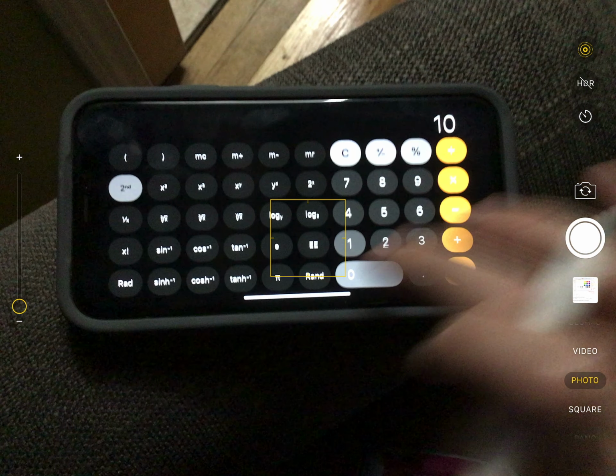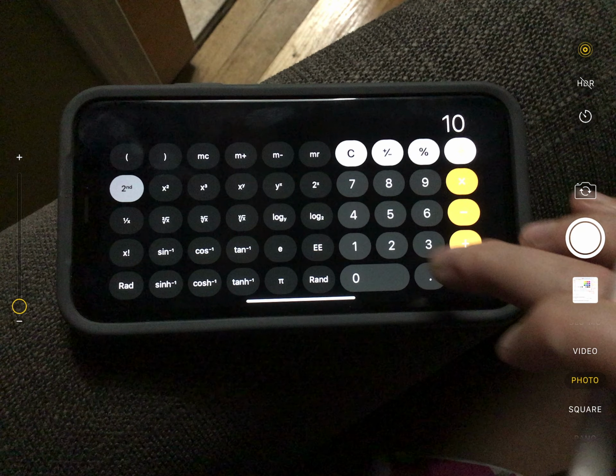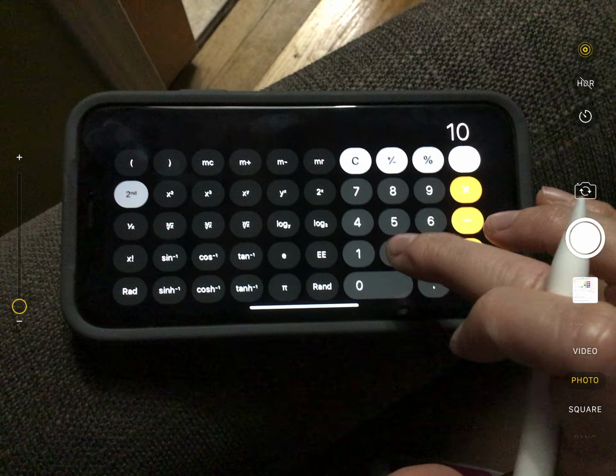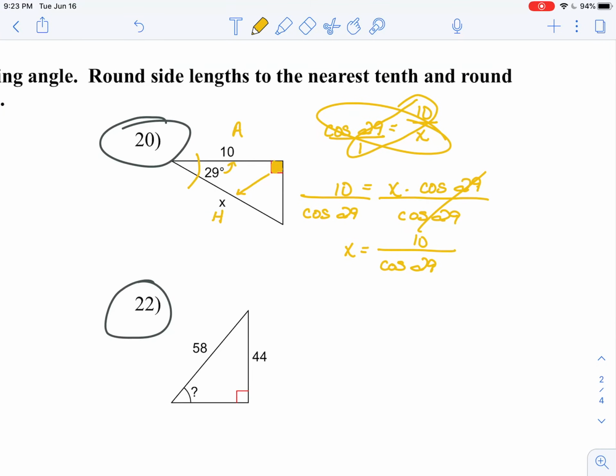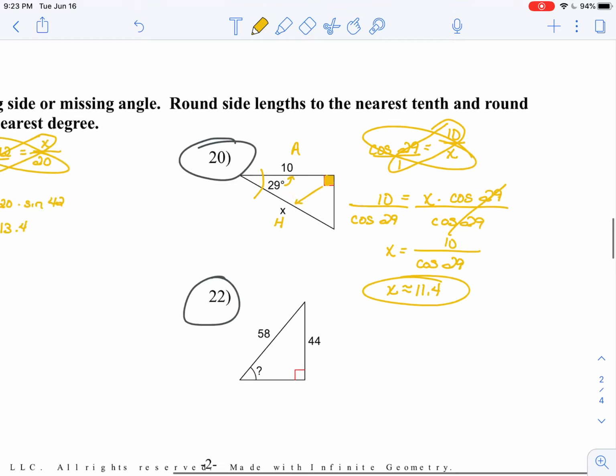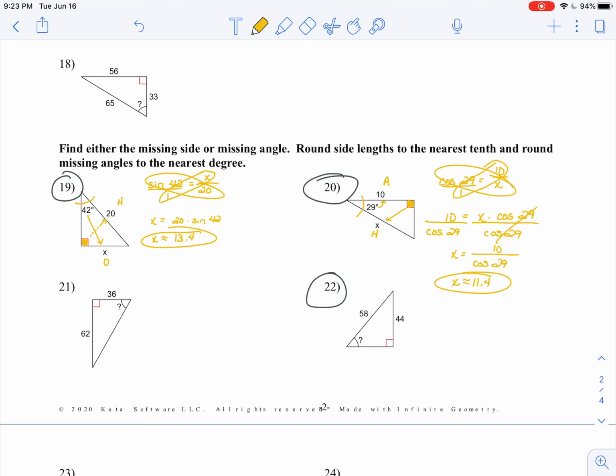So just to make sure we're clear. 10 divided by, then I need to tell them what angle I'm using. I want regular cosine of 29 and go ahead and say what does it equal once I've divided by. So both calculators are telling me about 11.4 for this answer. So I've got my two sides here.